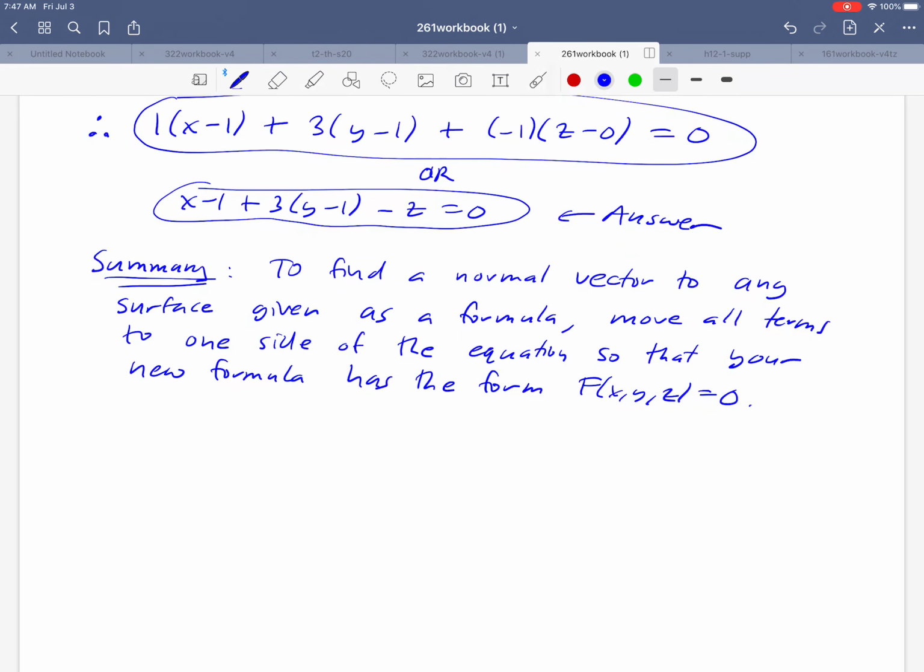Okay, and then after you do that, because that's written in the form of a level surface, you can just take the gradient to find your normal vector. Okay, and this technique can always be used, even if your formula is really complicated, in order to find a normal vector.